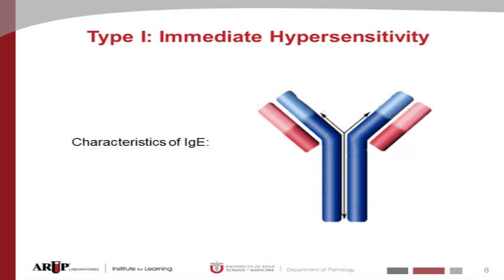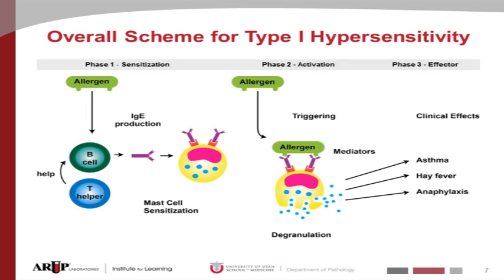IgE in the body is more in the body tissues. It's found attached to basophils in the blood and mast cells throughout the body, in the bronchial areas, around the GI tract, in the skin and connective tissues, in the respiratory mucosa, and areas like that. Your overall scheme of type 1 hypersensitivity is seen on the diagram. And I'm going to talk about the 3 phases of type 1 hypersensitivity. We'll go into each of those in detail.